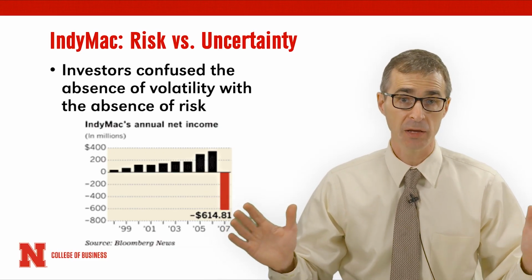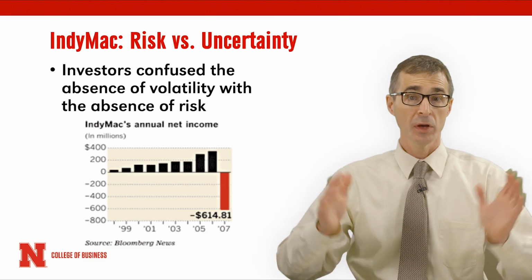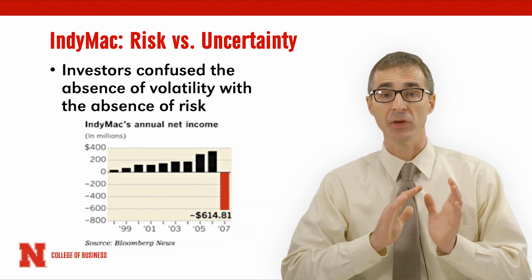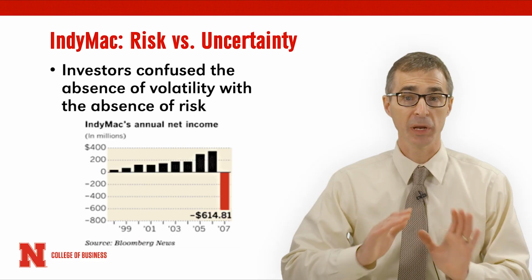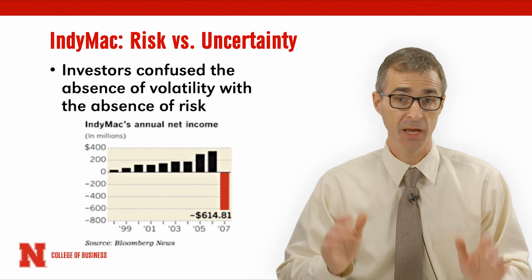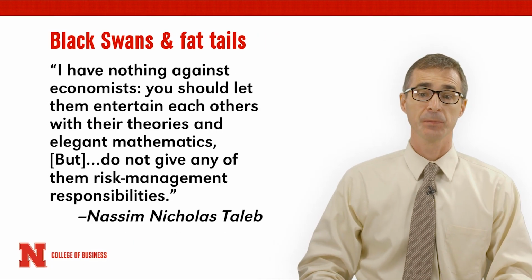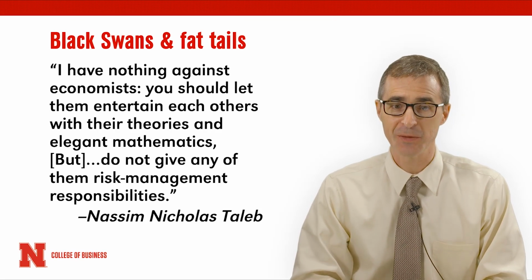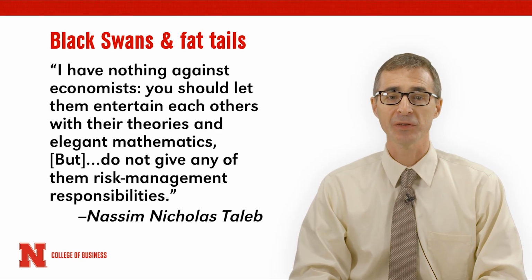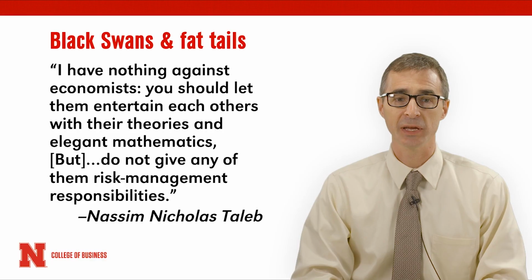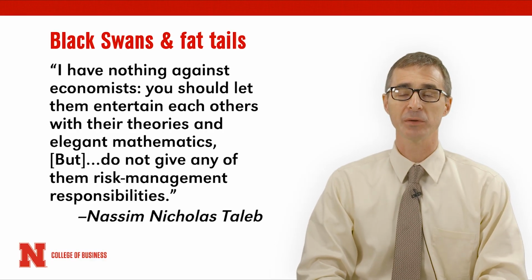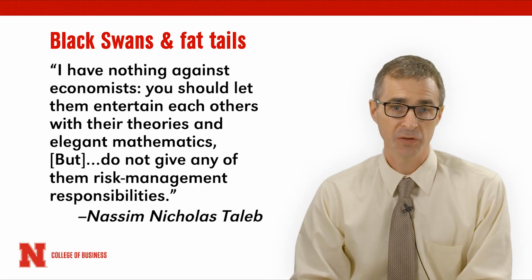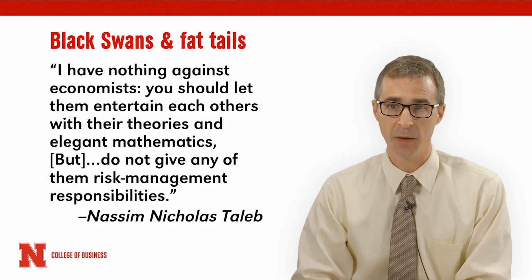And it would have completely missed the economic crisis of 2007 and 2008, an event that Nassim Nicholas Taleb, the author of The Black Swan, refers to as a black swan, an event that is unpredictable, unanticipated, very rare, but does and can exist. As he said, I have nothing against economists. You should let them entertain themselves with their theories and elegant mathematics, but do not give any of them risk management responsibilities. Einstein once said that elegance is for tailors.